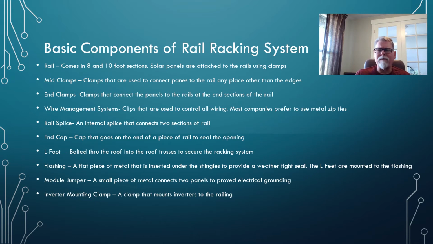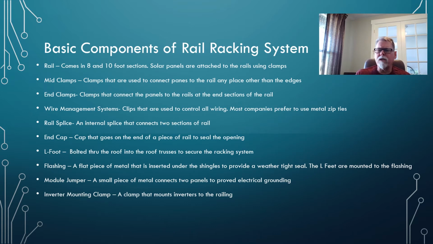Most systems have some type of an end cap. It's just a cap that goes over the railing at the end. It makes it look prettier, and in some cases they actually are colored black so that it looks a little bit better against the shingles than, let's say, just aluminum metal sticking out.